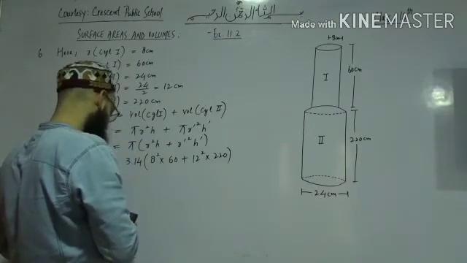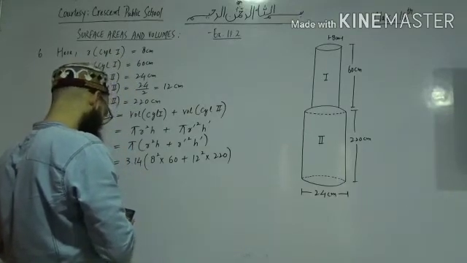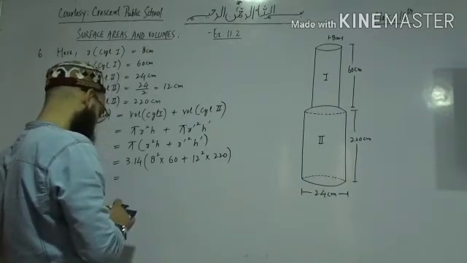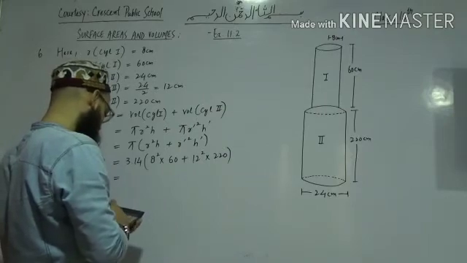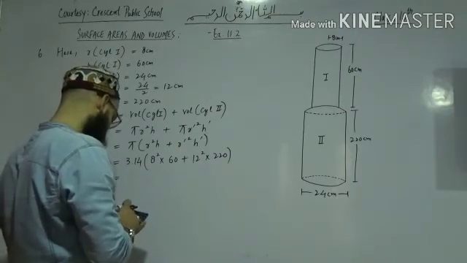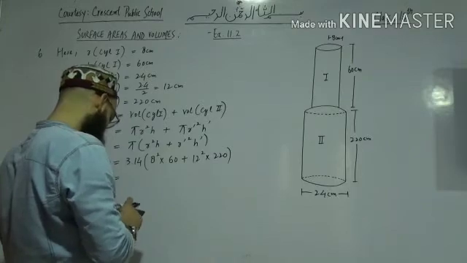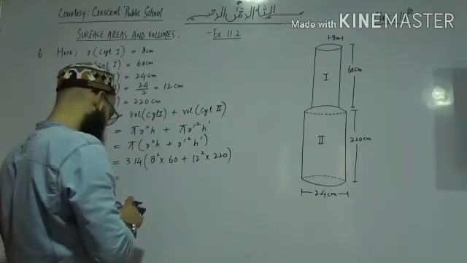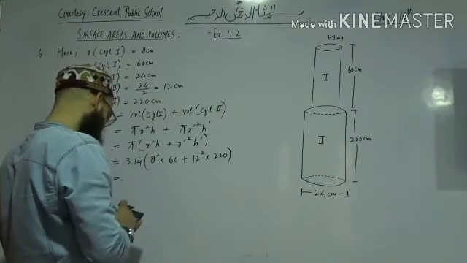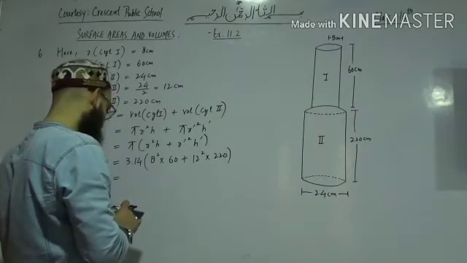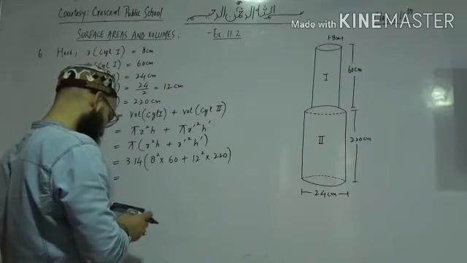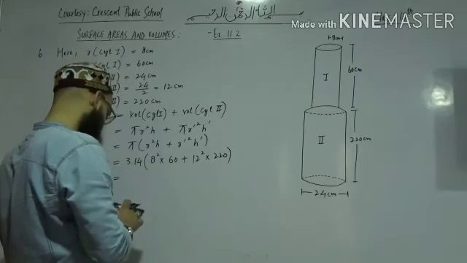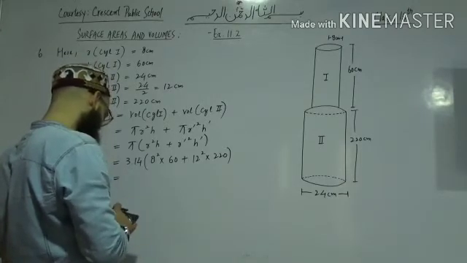144 times 220, 31680, 64 times 60, plus 3.14 times 355.